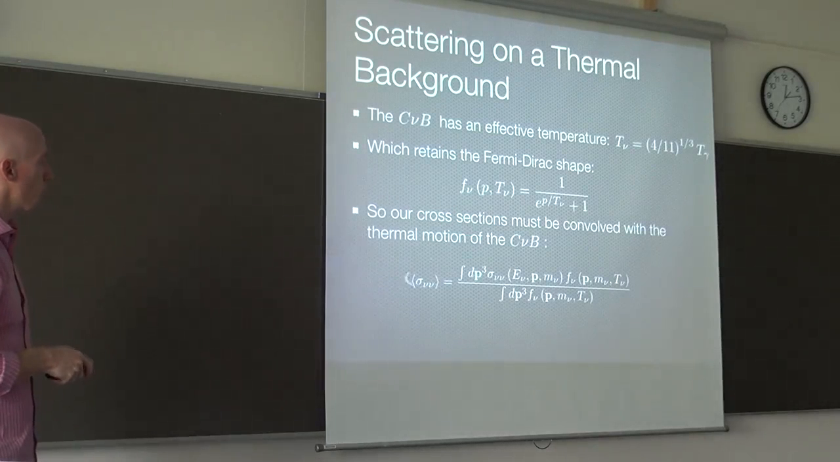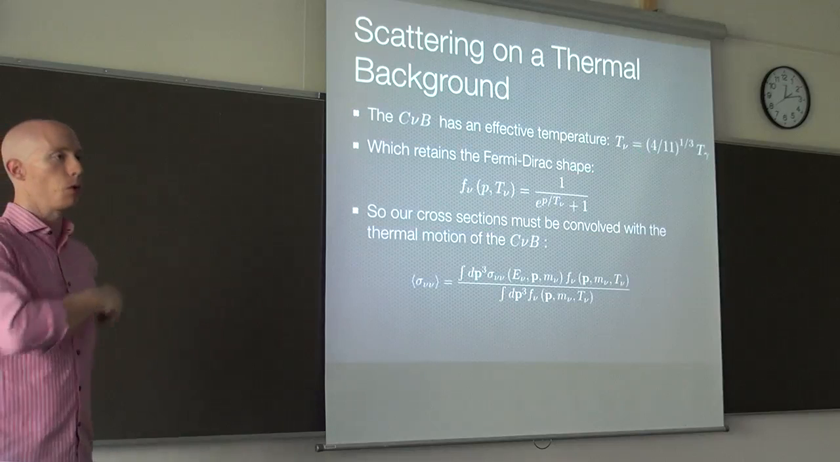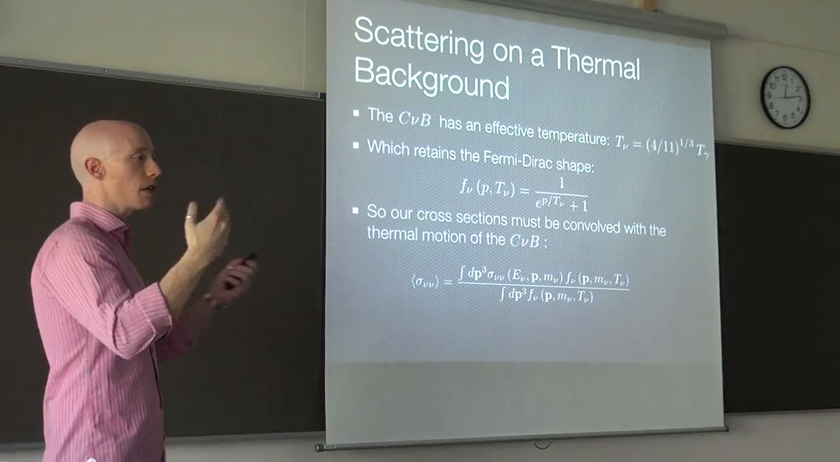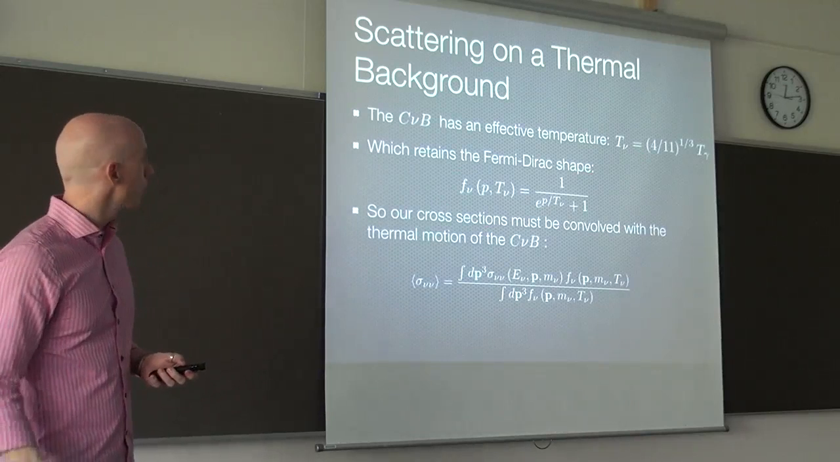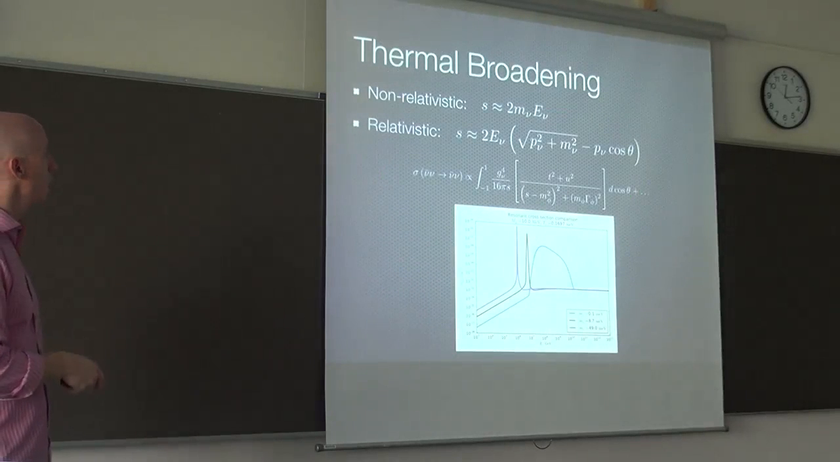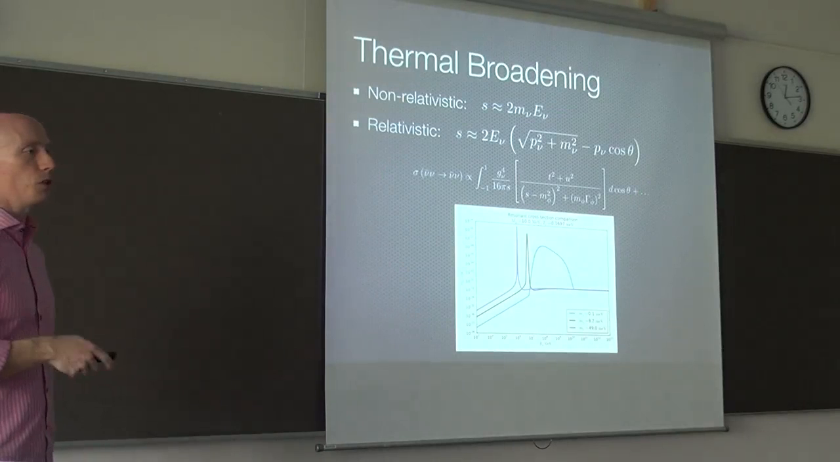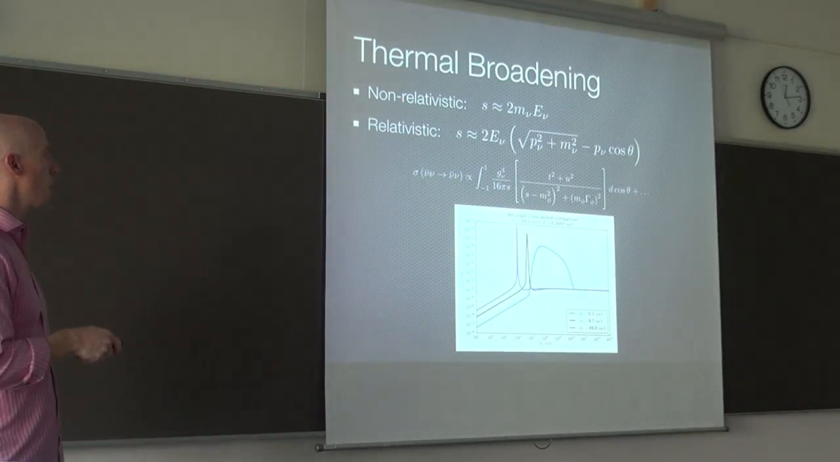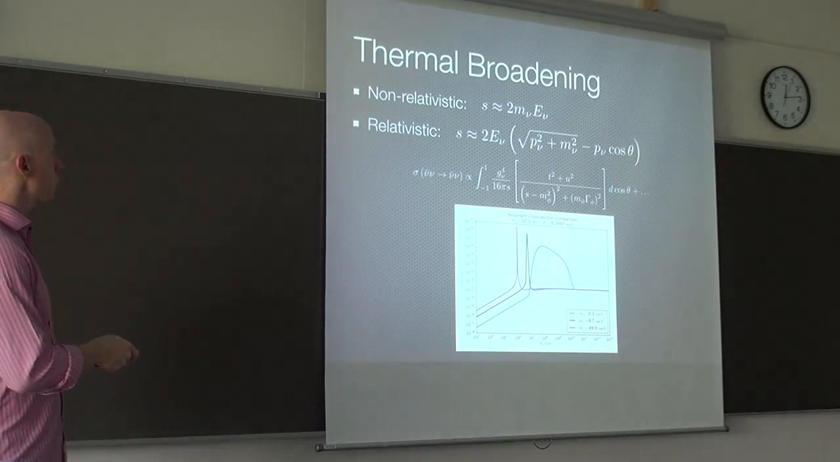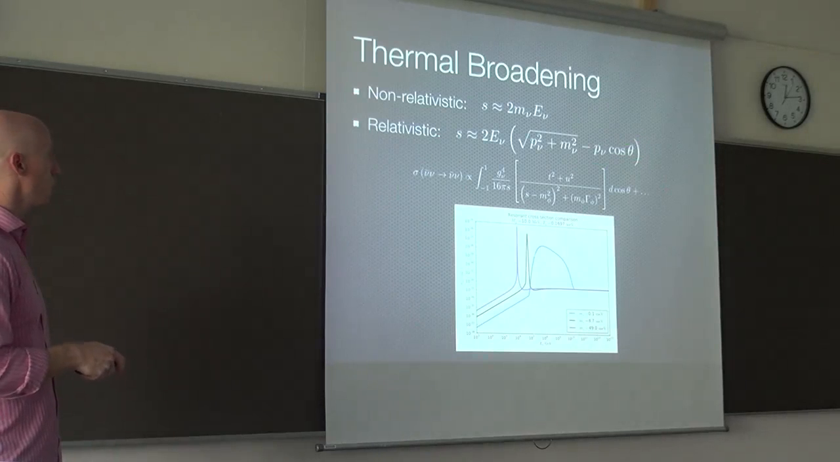And when we compute these cross-sections, we have to take that into account in order to convolve the thermal motion of the CνB with the cross-section to scatter through the S and the T channels. And so that's what produces this thermal broadening. If you have non-relativistic neutrinos, it makes nice, sharp, resonant features. But as the neutrinos become more relativistic, the intersection angle narrows the phase space down and smears it out across energies. So what you get from this convolution is that the resonant absorption is broadened out.